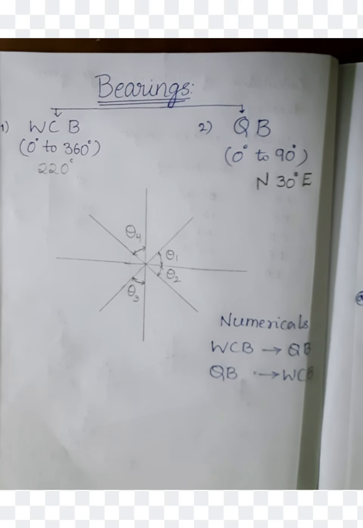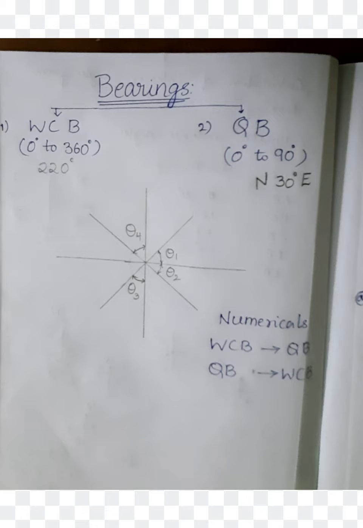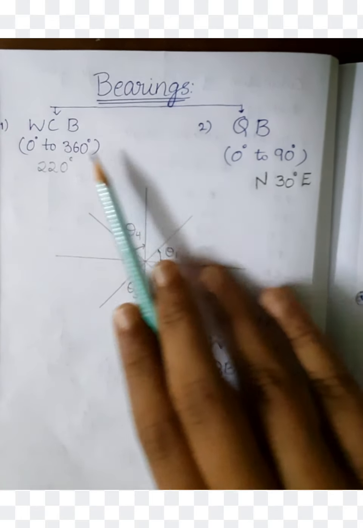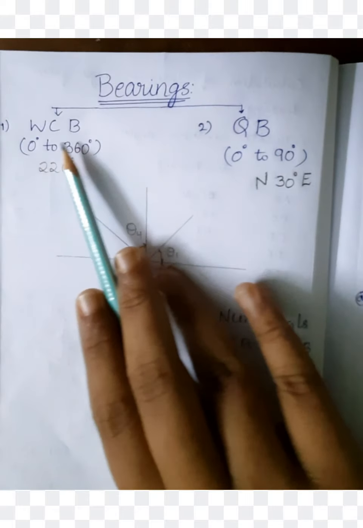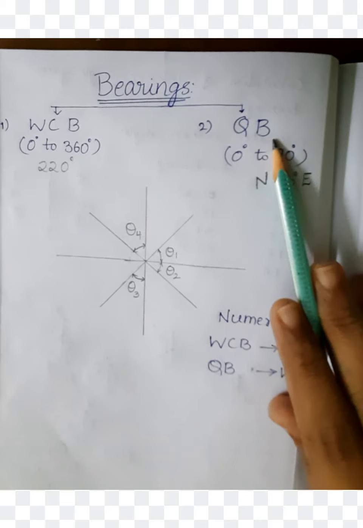In today's video, we'll discuss bearings in the surveying subject. Coming to bearings, bearing is nothing but an angle, an angular measurement. In bearings, we have two types. The first one is the whole circle bearing system, and the other one is the quadrantal bearing system.